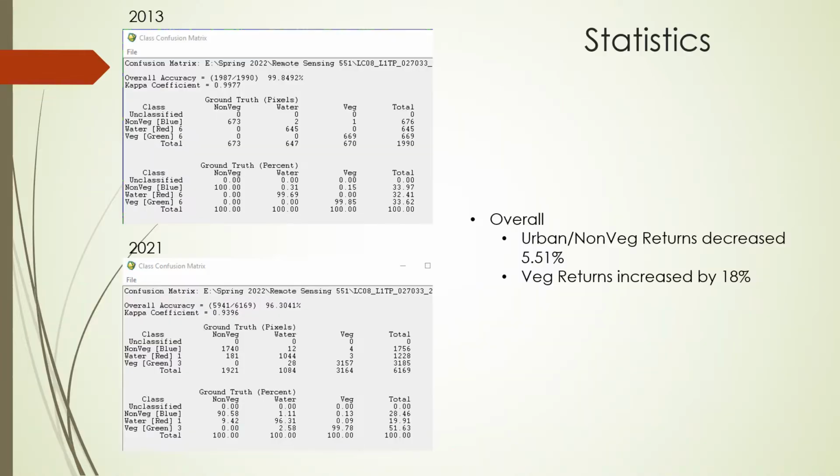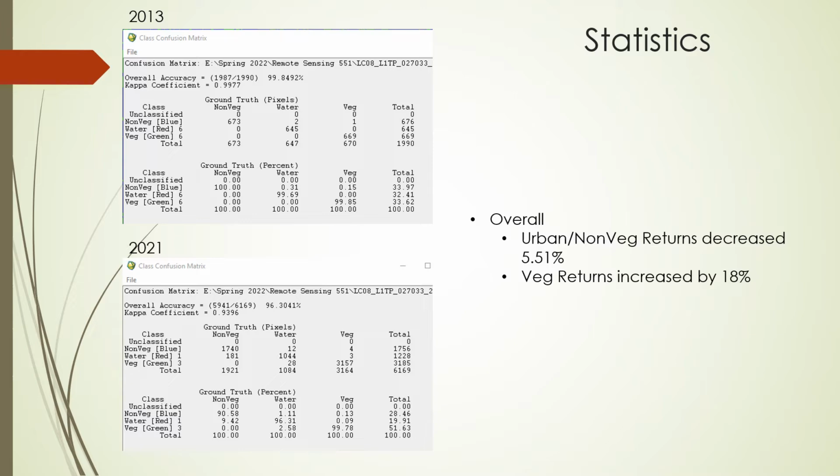And so finally, you see the statistics for the 2013 and the 2021 images. You see the percentages in 2013. It found about 34% non-vegetation areas. It found 32% water, which is a bit high. It seemed to pick up more water than what is actually there. And then 33.5% vegetation in 2013.